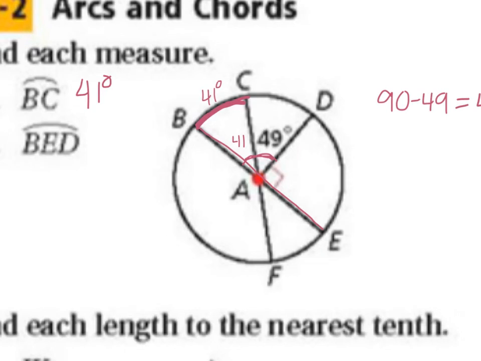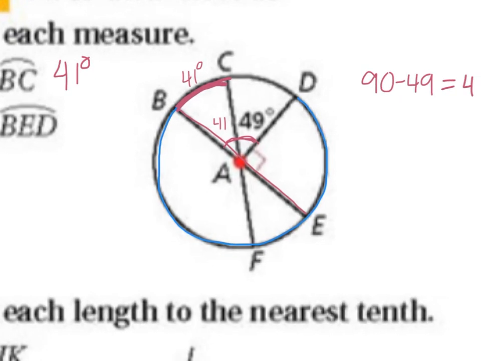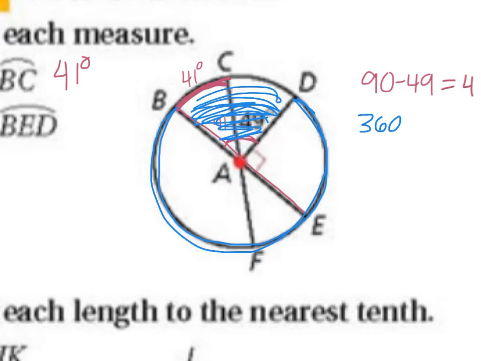And now for BED, so we're going to go from B to E, then to D. So we have a major arc here. BED is talking about the whole arc, everything except this part here. So we know that the whole circle adds up to 360. So we're going to do 360 minus this arc, and we know that that arc is 90. So 360 minus 90 gives us 270. So BED is 270 degrees.